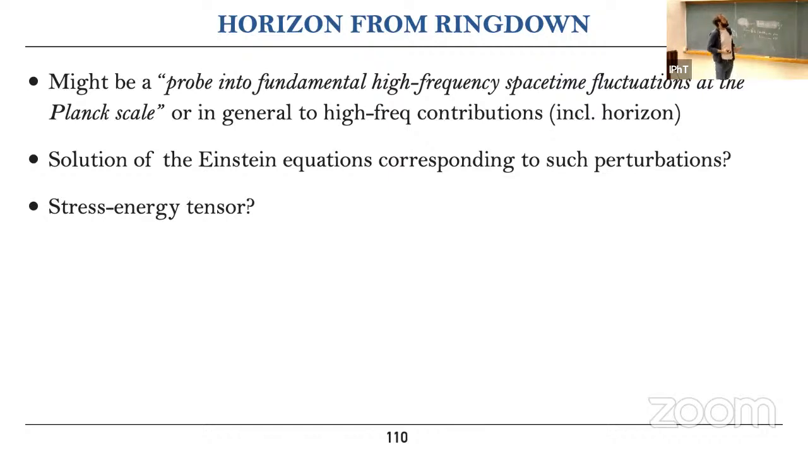Yeah. So in principle, it's interesting. My question is, what is the solution of the Einstein equations that gives you that bump in the potential? Because in principle, you should modify the stress energy tensor. It's not just putting a bump in the potential. It's much more complicated than that.